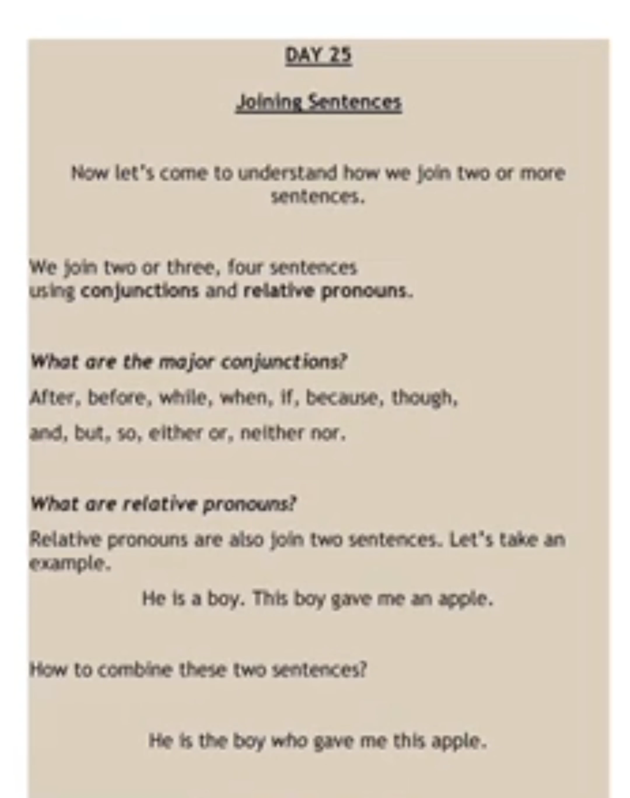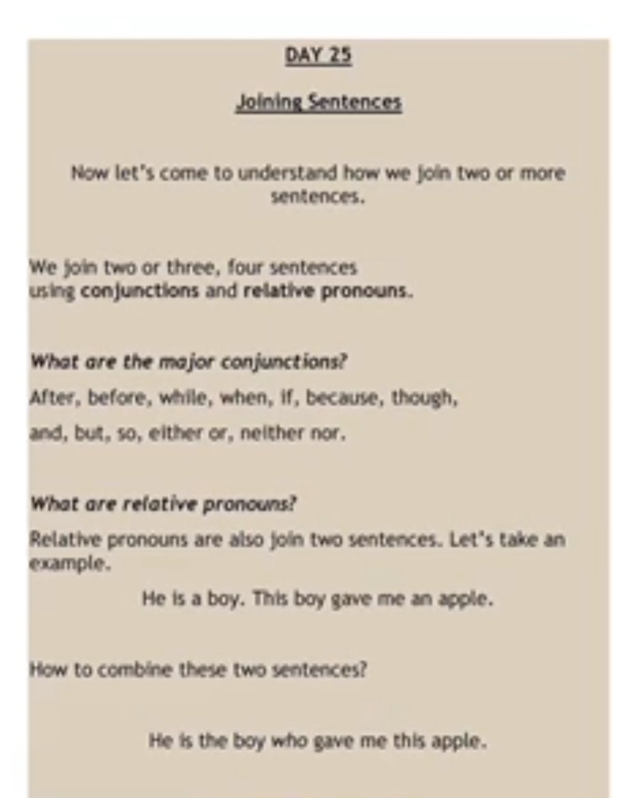Now, what are the major conjunctions? The major conjunctions that we use are after, before, while, when, if, because, though, and, but, so, either or, neither nor. So you can give so many sentences in this. We'll be doing the activities after some time. And I repeat, after, before, while, when, if, because, though, and, but, so, either or, neither nor.